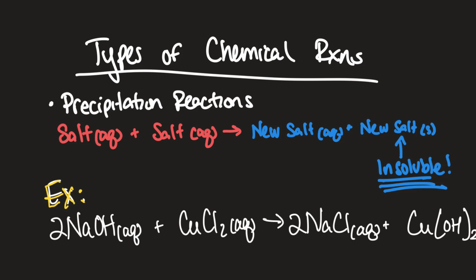Hey guys, in this video, we're going to talk about a very specific type of chemical reaction, but I just want to do a quick overview of all the different types of chemical reactions, okay? So like the first example here, we have precipitate reactions.